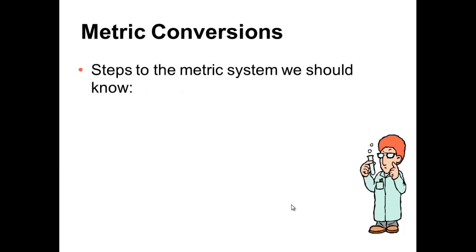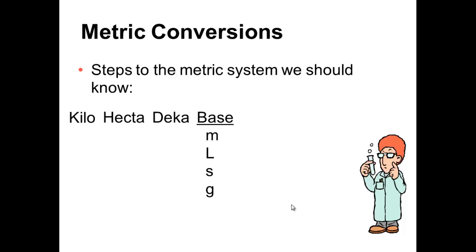So which steps do we need to know? There are 7 basic steps in the metric system. These are listed out in your packet towards the front. There are a few reference pages there for you, and one of them is called Stepping Through the Metric System. That page shows you the 7 main steps for the metric system: kilo, hecta, deca, the base unit, which can be meters, liters, seconds, or grams, deci, centi, and milli. These are the ones you will need to memorize.